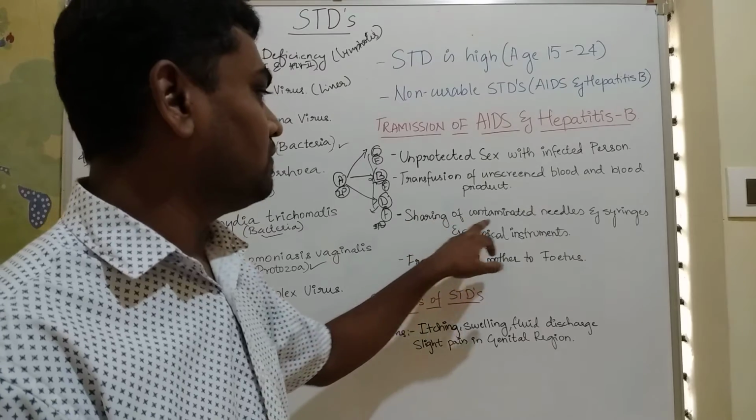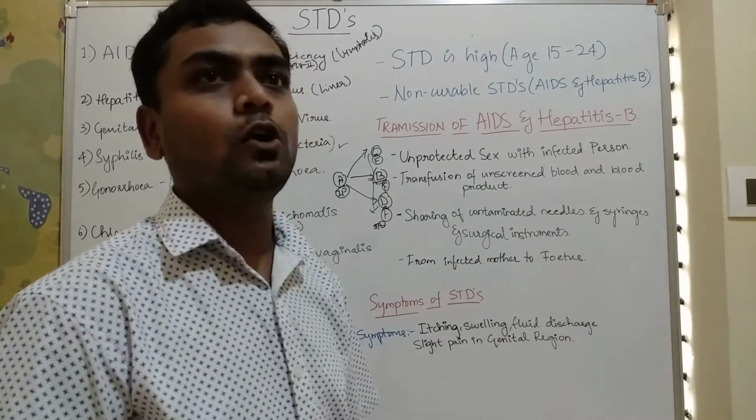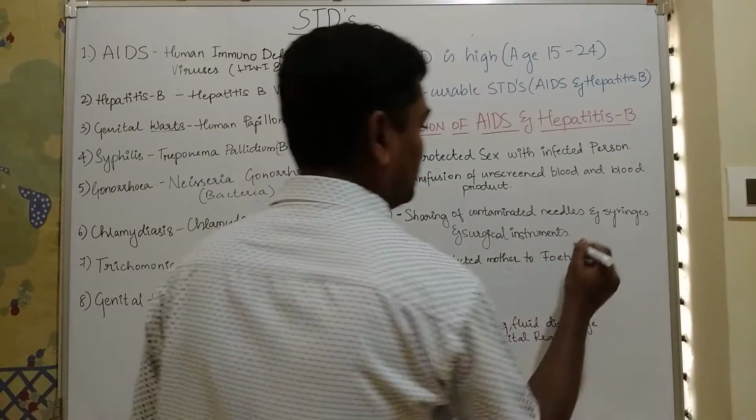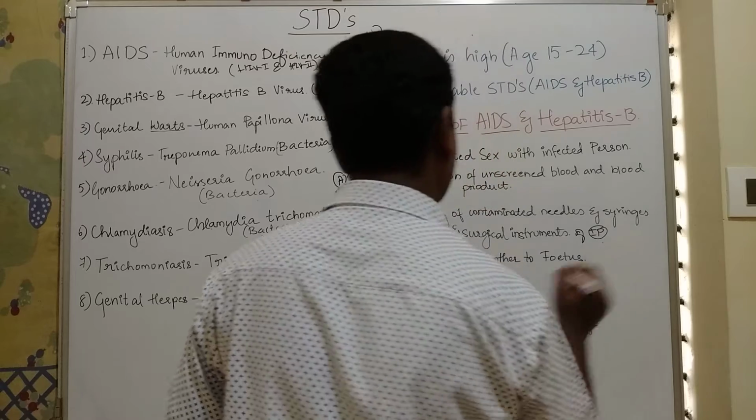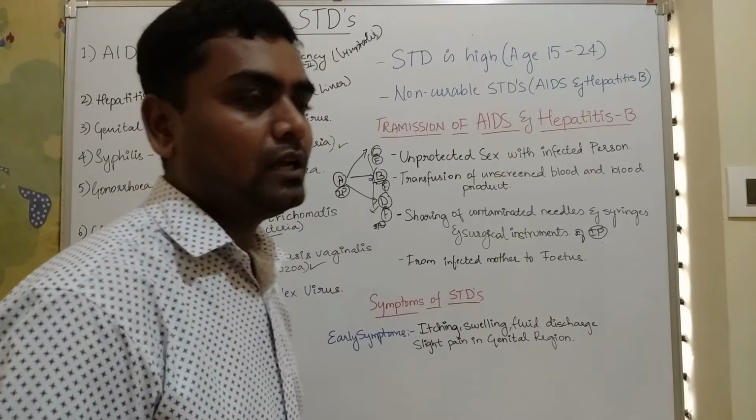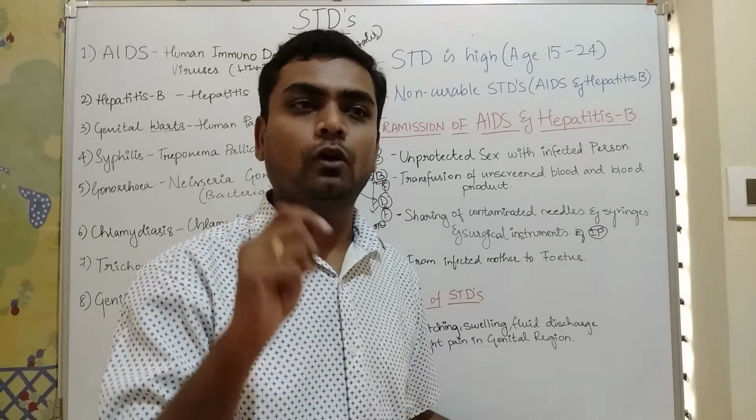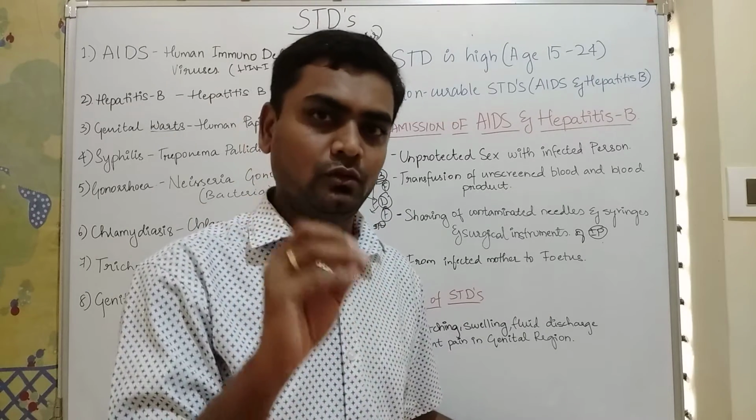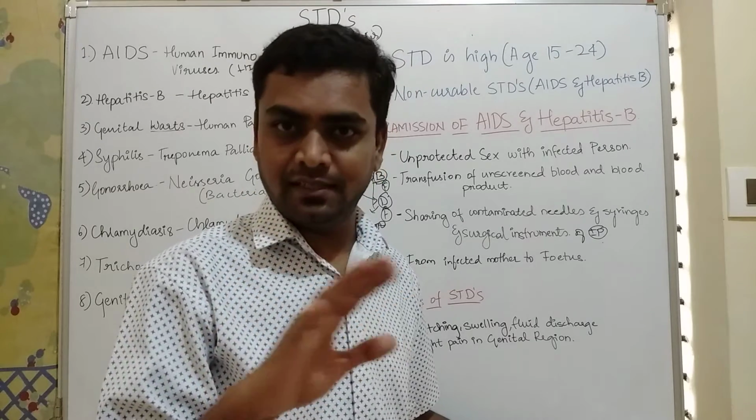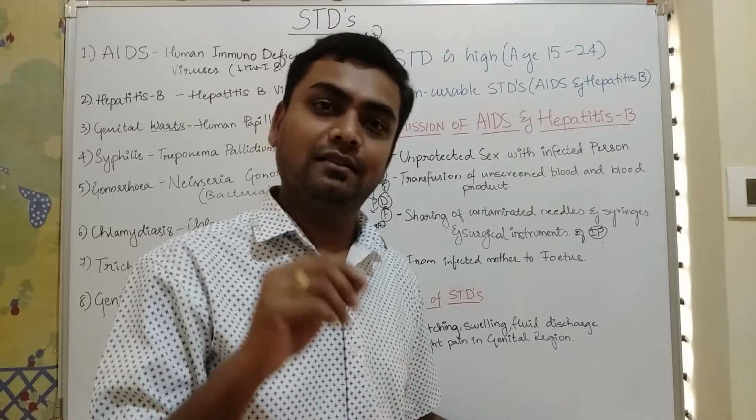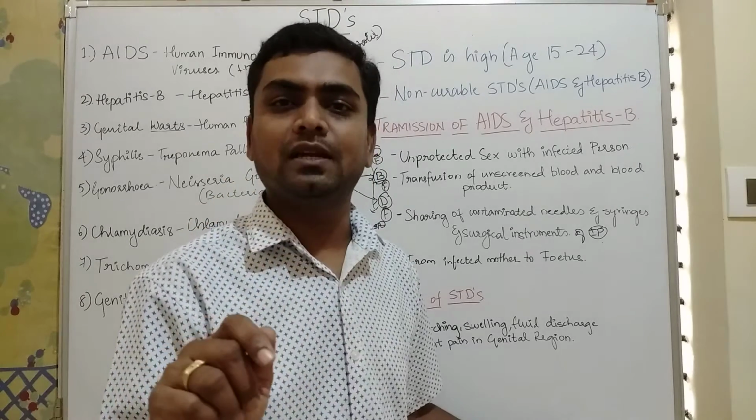Next, sharing of contaminated needles, syringes and surgical instruments of an IP person. IP means infected person. You should not share. At home also, you should not use your brother's or father's shaving kit. If you want to use it, sterilize or sanitize it properly, then dry it, then use it. The blade should be changed. You should not use the same blades.